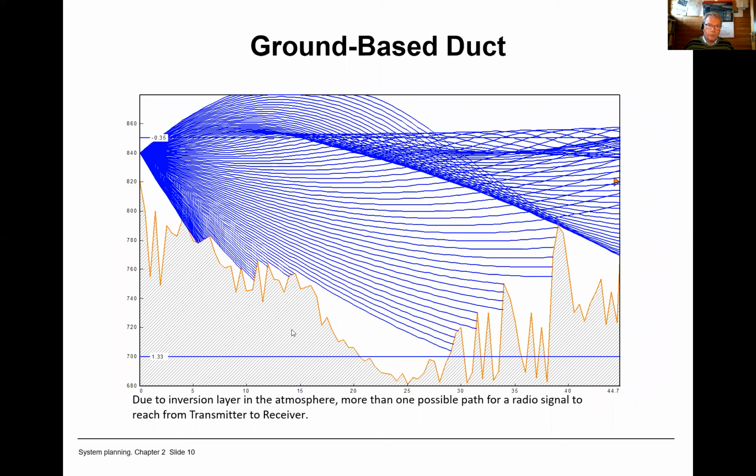Here is also another way of showing a ground-based duct. Here you have the antenna, and here you see you have an inversion layer, and here you have bending in this direction, and due to this inversion layer, you will have bending in this direction. And if you have the other antenna here, you will have more than one ray coming from one transmitter to the receiver. And then you will have what they call a ground-based duct, and you will have a signal that will vary in time.